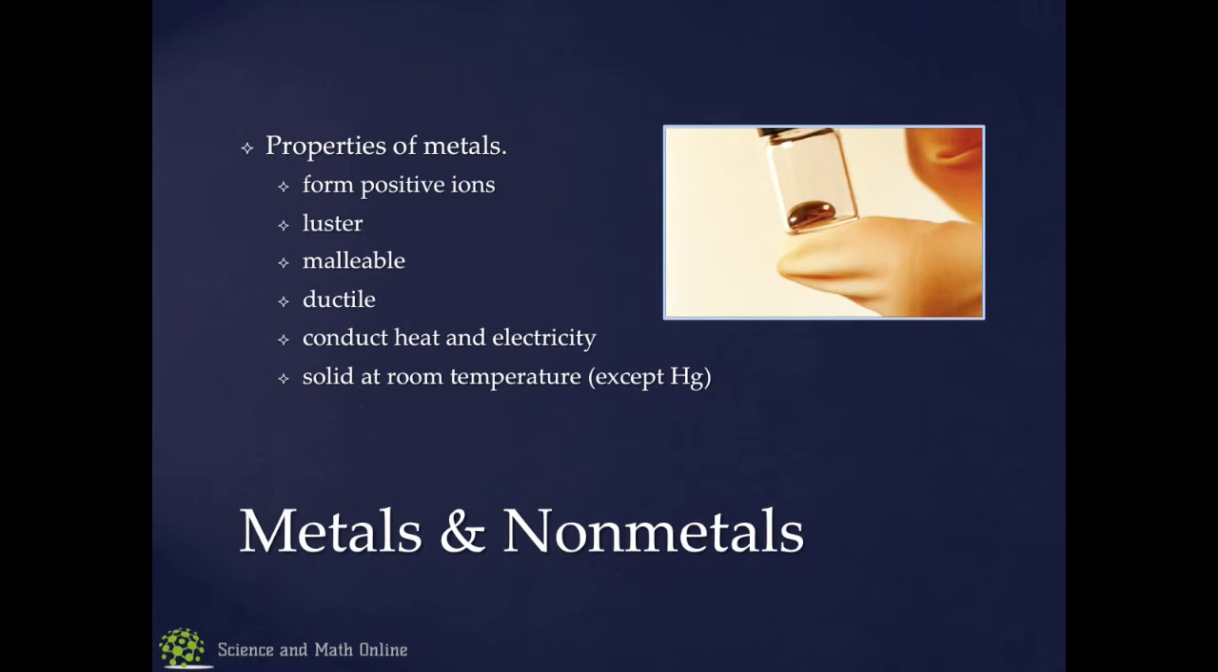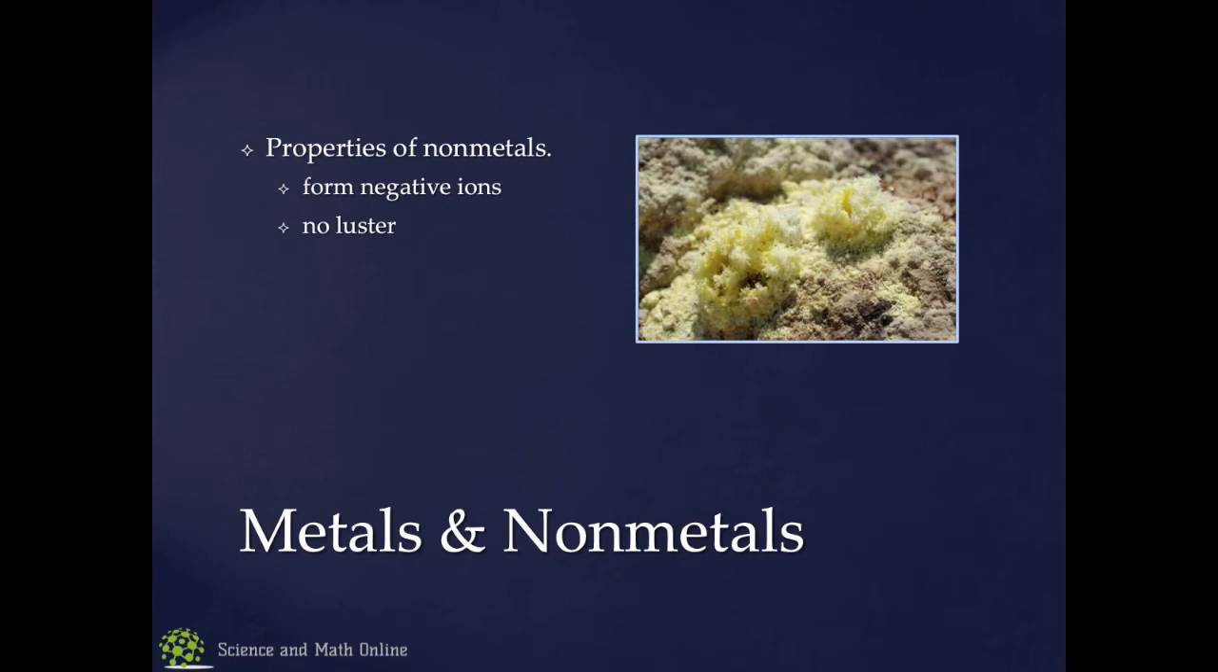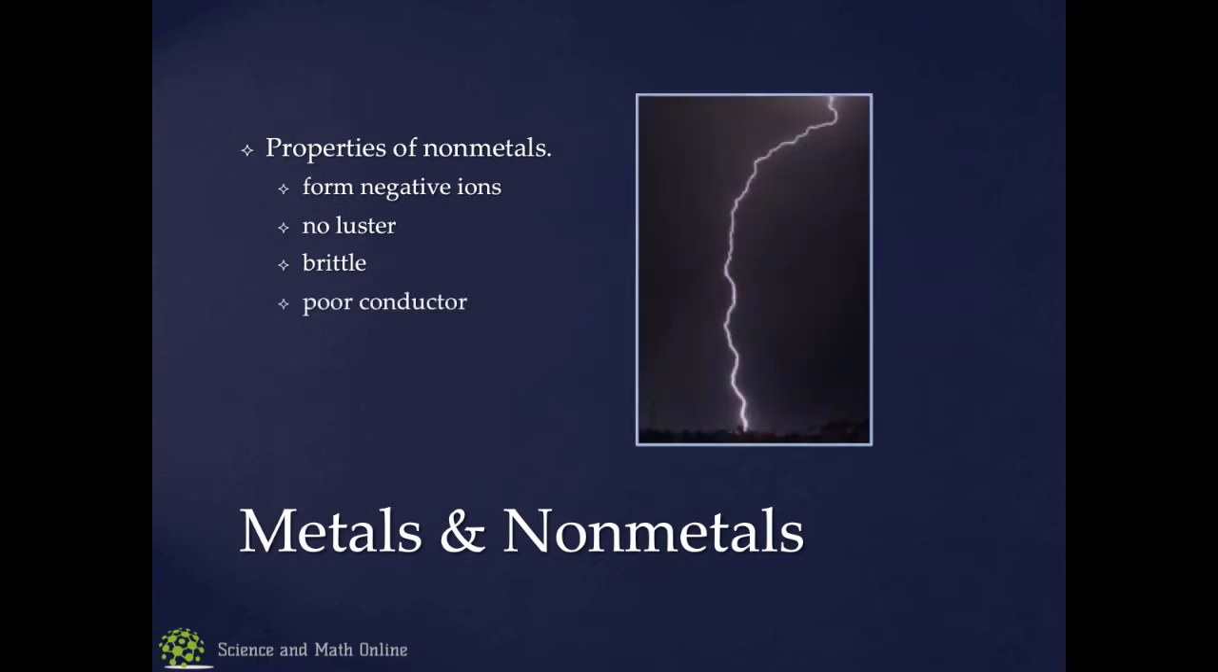All right, so in contrast, nonmetals are pretty much the opposite on everything. They form negative ions, no luster, no shine. They're usually just flat, if they're even a solid. And also if they're solid, they tend to be brittle. Think about graphite. It's strong in one direction, but you can actually break it really easily and it shatters, and it's very brittle. And they're poor conductors.